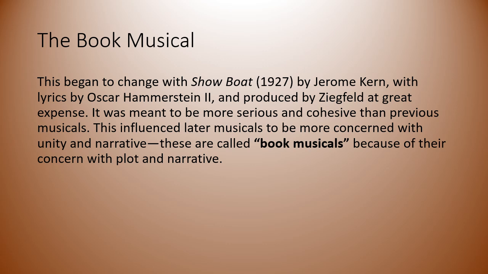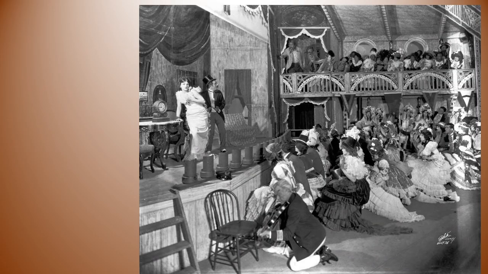So book musicals are more concerned with plot and narrative. Here you can see a scene from the first production of Showboat, and you can see that the audience here is not really an audience. These are also actors. This is a scene where the daughter of the showboat owners, Magnolia, is on the stage. That's her there, and she's being accosted by the villain in this piece, and you can see that the audience is interrupting it. There are two men in the balcony there who keep interrupting the show.